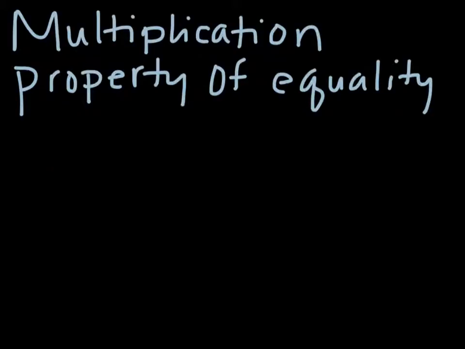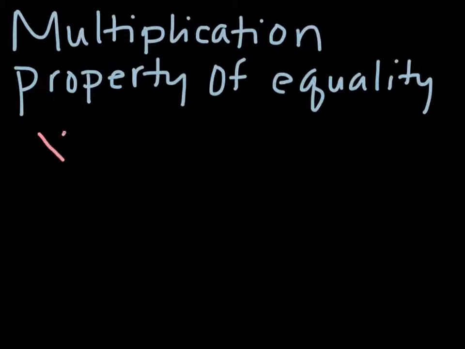Just as we used the division property of equality to solve an equation that involved multiplication, we'll now use the multiplication property of equality to solve any equation that involves division. So if we multiply each side of an equation by the same non-zero number, we'll produce an equivalent equation.